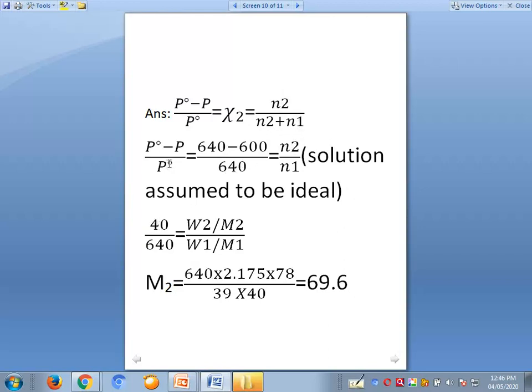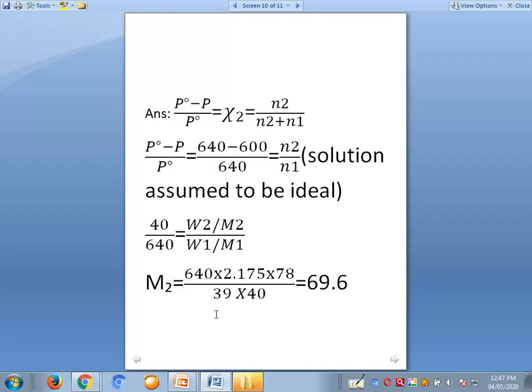Now 640 minus 600 is equal to 40 divided by 640. Now N2 divided by N1, this formula we have seen. Number of moles of solute, W2 divided by M2. N1 is equal to W1 divided by M1. So I want the value of M2. So when I simplify this one, M2 will be equal to 640 into 2.175 into 78 whole divided by 39 into 40. So this is the rearrangement of these values, right? So when you rearrange this one, you will get the answer as 69.6. Now that is the molecular mass of solute.